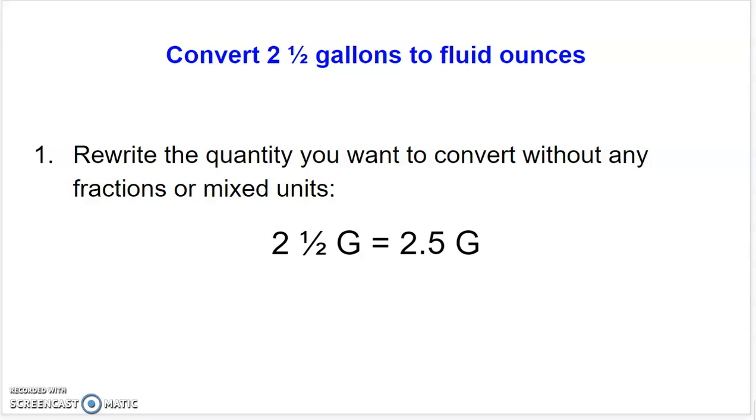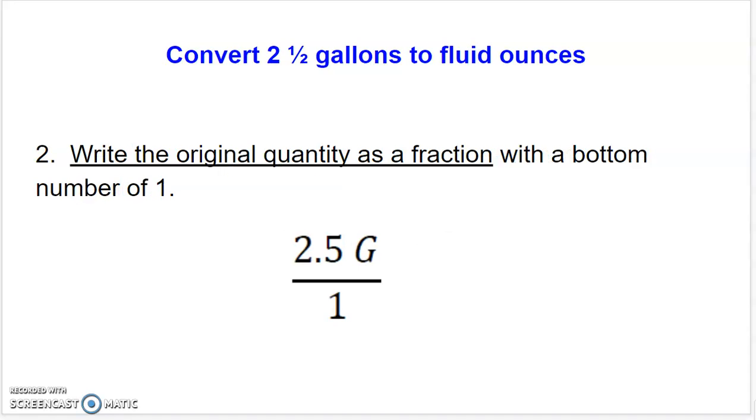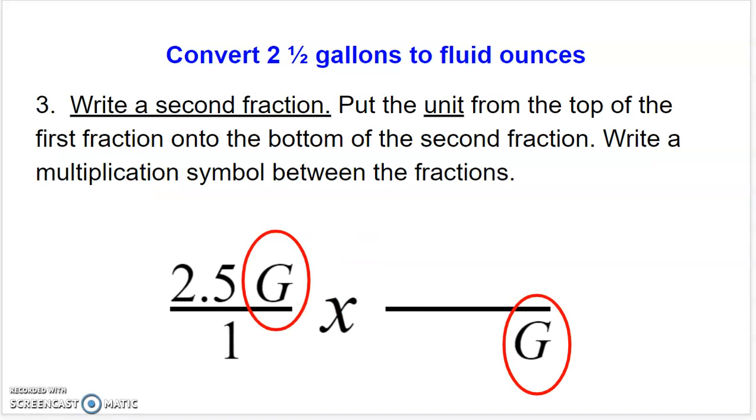So the first thing we're going to do, we're working on our problem, convert 2.5 gallons to fluid ounces. First thing we're going to do is rewrite fractions or any mixed units into decimals. So we write our 2.5 gallons as 2.5 gallons. Then we're going to write that quantity as a fraction with a bottom number of 1. So all I'm doing is putting 1 under the 2.5 gallons.